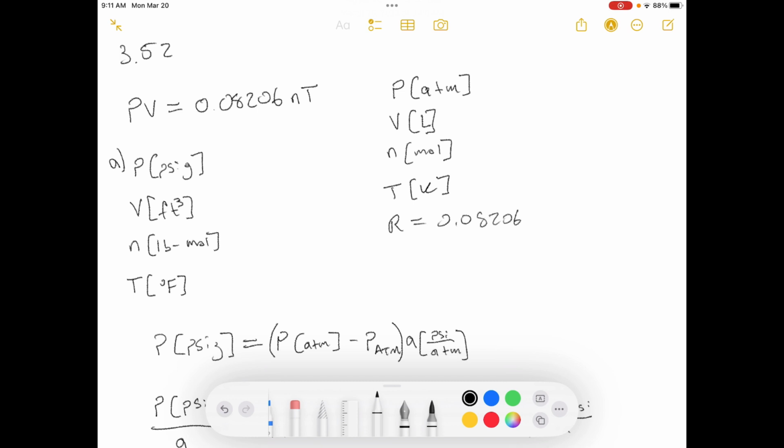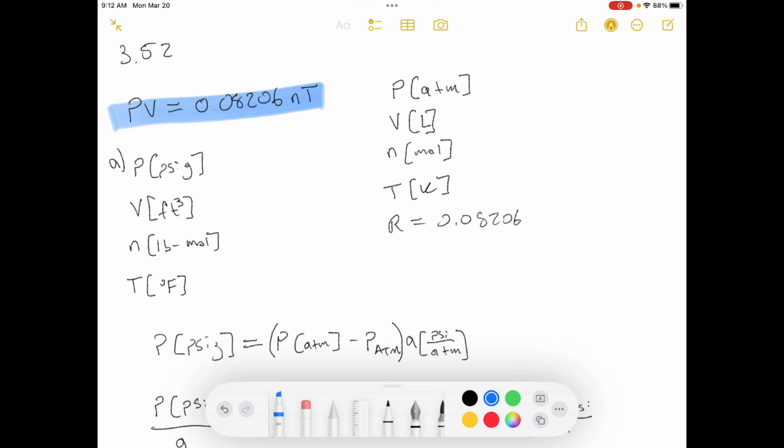Today we're working out of Elementary Principles of Chemical Processes, 3rd edition, and we're doing problem number 3.52. I'll read the problem statement. As will be discussed in detail in Chapter 5, the ideal gas equation of state relates absolute pressure, P in atmospheres, gas volume, V in liters, number of moles of gas, n in moles, and absolute temperature, T in Kelvin, by this equation. Part A.